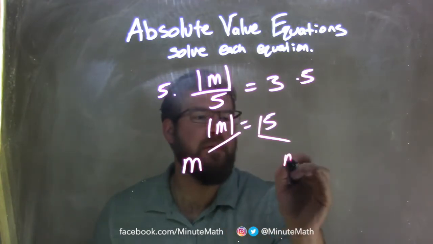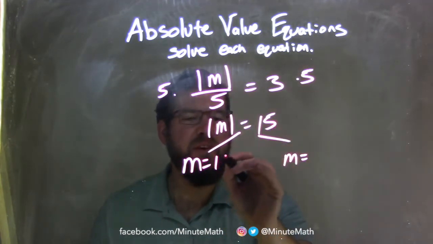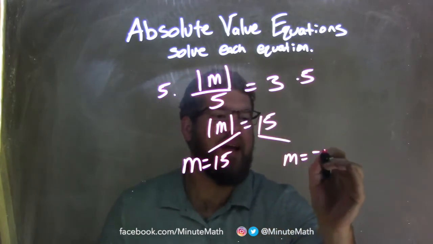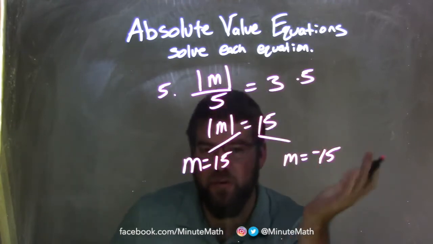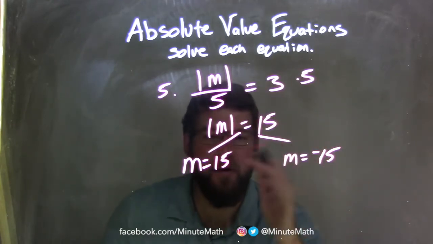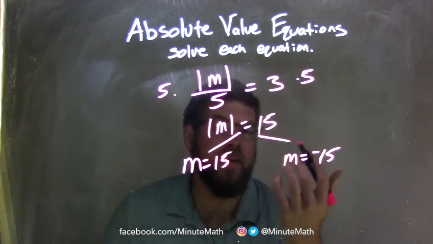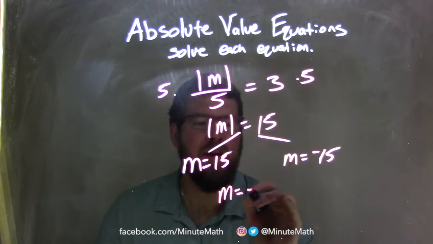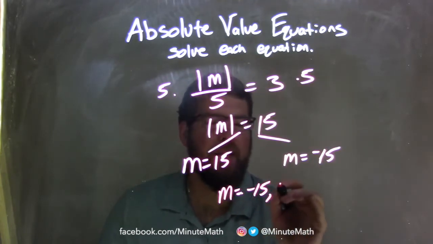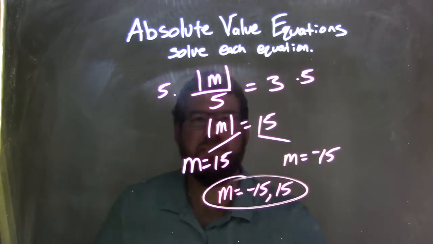m equals, right? Well, positive 15, what number is there? And then negative 15, the opposite of that. So we have positive 15 and negative 15. At this point, we're done. m is already by itself. We have a number, and there's two of them. And so that's our final answer. We're going to write from least to greatest. So m equals negative 15 and positive 15. And there we go. Fairly simple, this one.